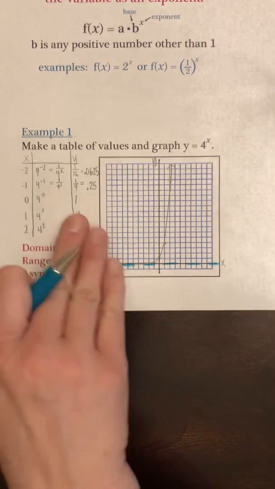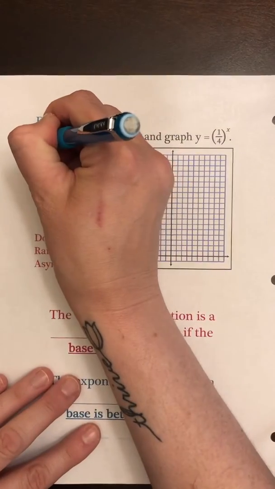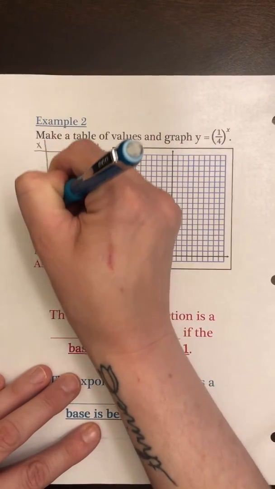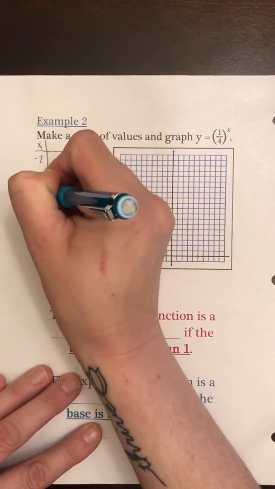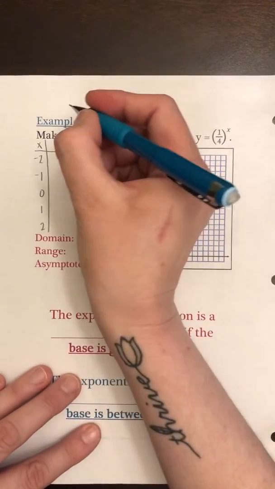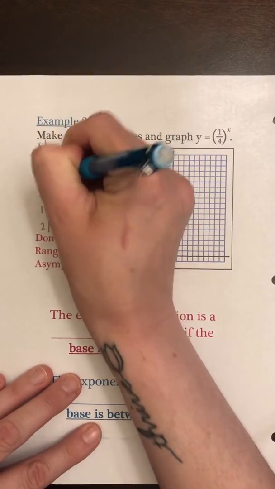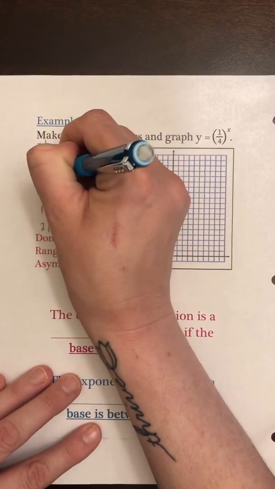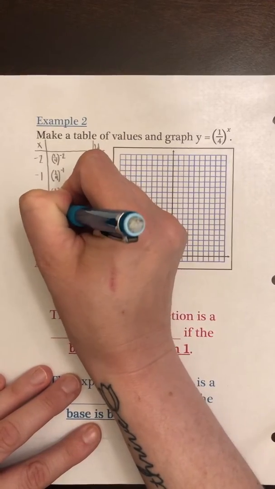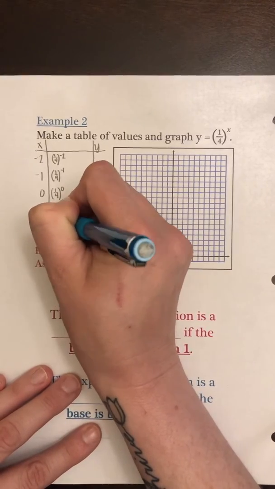All right, let's take a look at example 2. Again, we're going to make a table of values. I'm going to stick with those same numbers, and you're going to see in a few minutes where those numbers are going to change. So I'm sticking with -2, -1, 0, 1, and 2. And I'm going to do the same thing to start off with. So I'm going to have 1/4 to the -2 power, 1/4 to the -1, 1/4 to the 0 power, 1/4 to the first power, and lastly 1/4 to the second power.